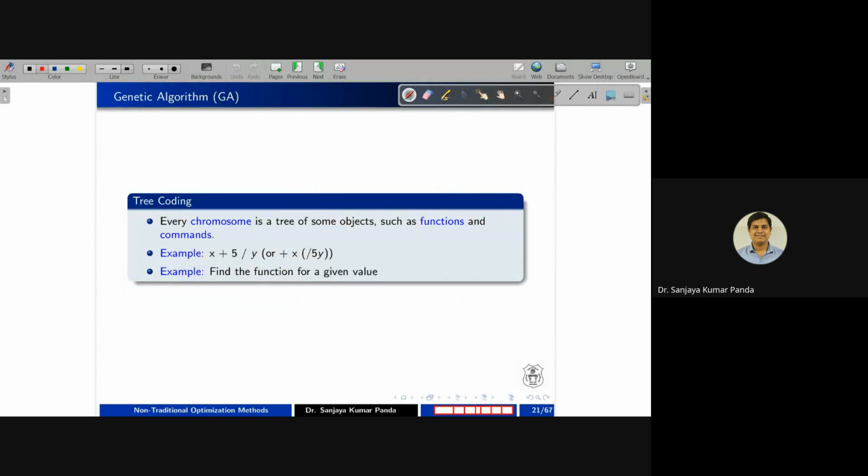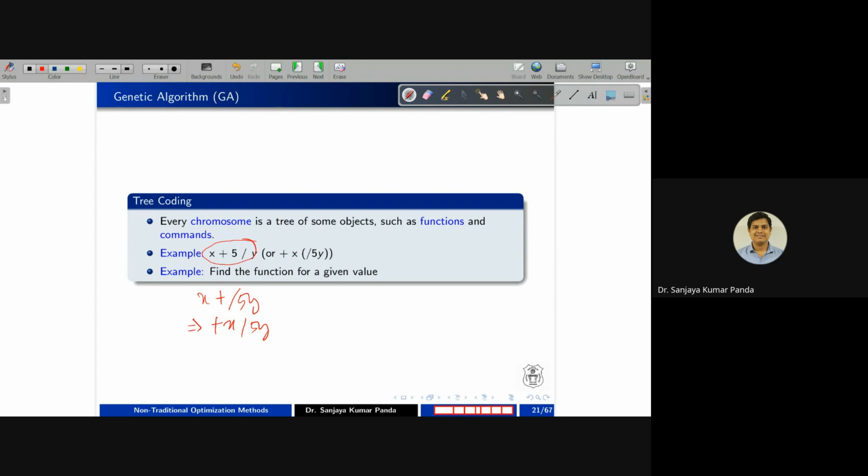Many people also go for tree coding, or they go for prefix and postfix notations. For example, you can see x plus 5 divided by y. This is an infix notation. If you go for prefix notation, I can write it as plus x slash 5 y. So that also can be represented.